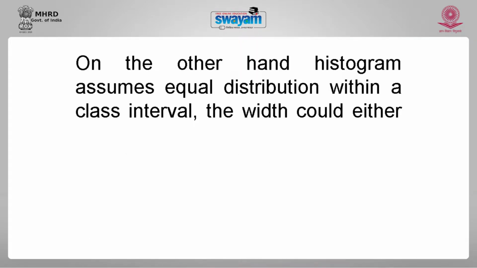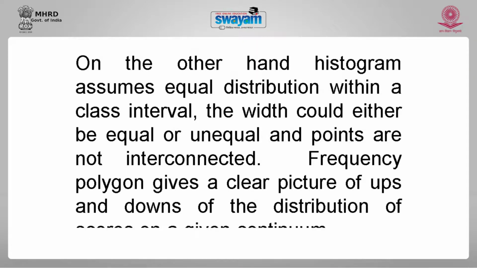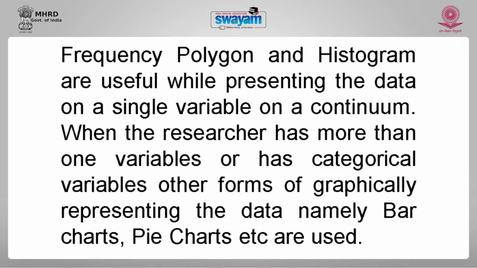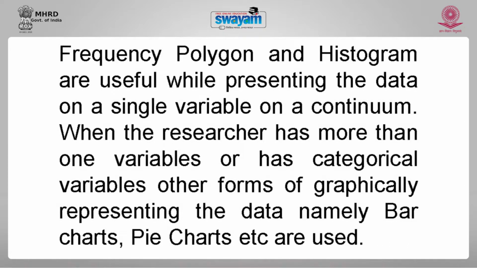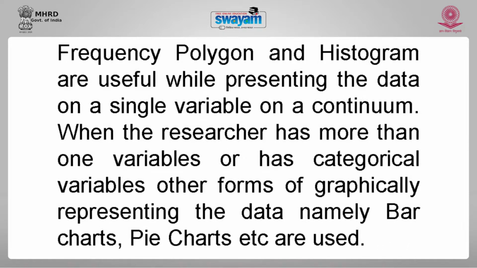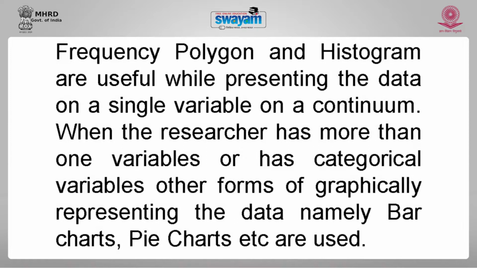On the other hand, histogram assumes equal distribution within a class interval. The width could be either equal or unequal, and points are not interconnected. Frequency polygons give a clear picture of the ups and downs of the distribution of scores on a given continuum. Frequency polygons and histograms are useful while presenting the data on a single variable on a continuum.